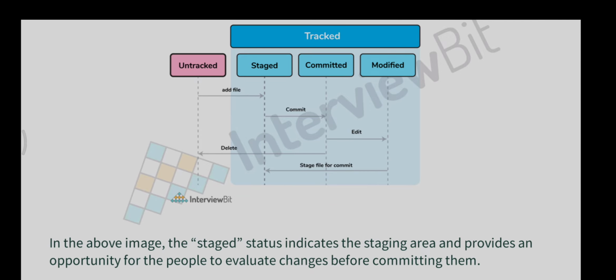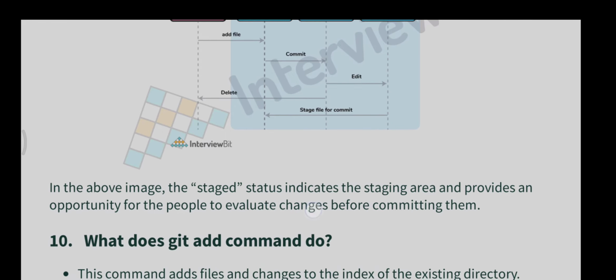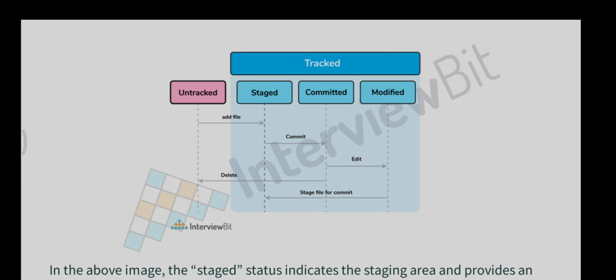Untracked, staged, committed, and modified in the tracked area. Untracked, this will be staged, and after staged, that is committed and modified. And also the modified file will go to the staged file or commit, and this file will be deleted.